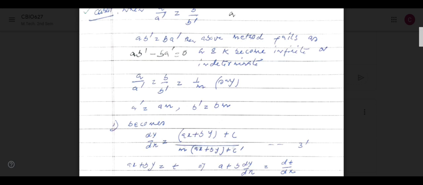You have to put ax + by equal to t, or any function. T or Z, whatever you want. Then again you substitute and differentiate. If a is constant and you differentiate x, that is basically 1. So a + b dy/dx equals dt/dx.